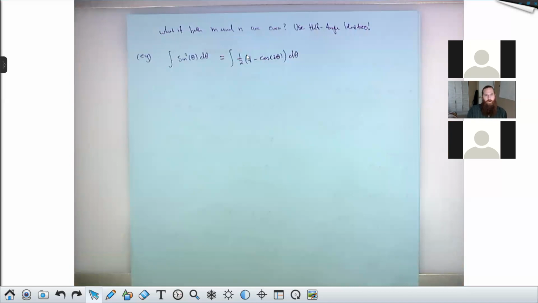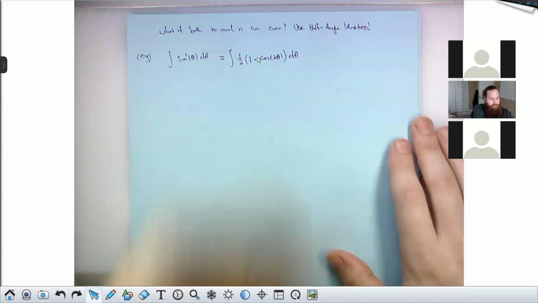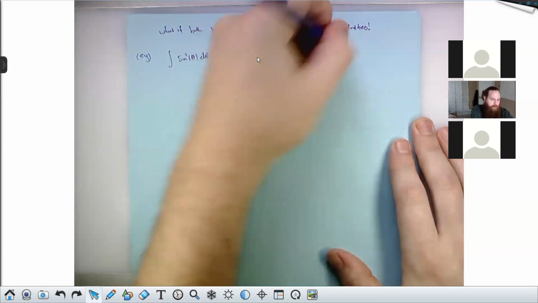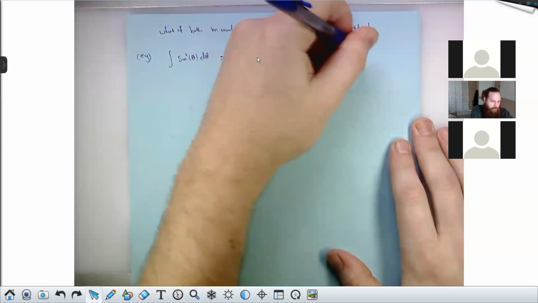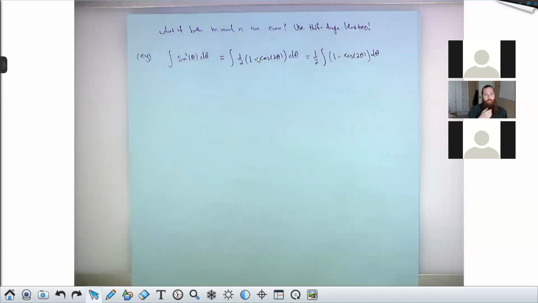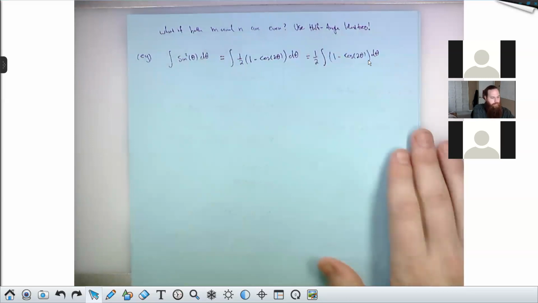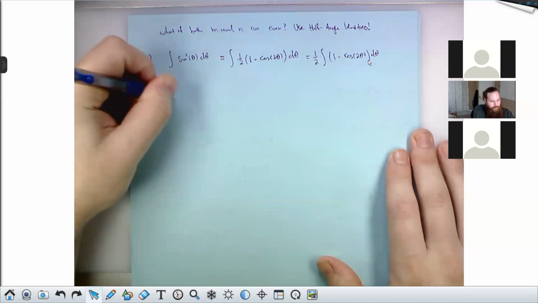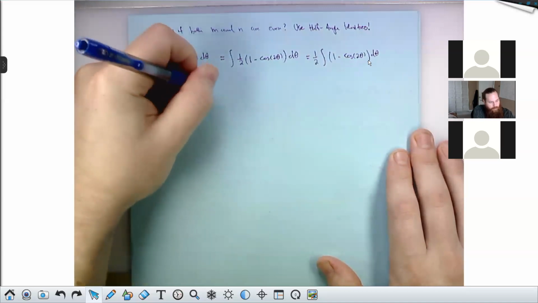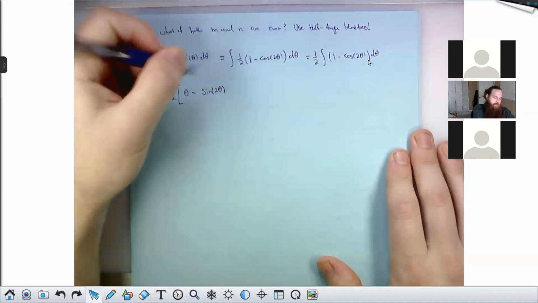Then you can either distribute the 1/2 or pull it out. I prefer to pull it out. You got 1/2 integral of 1 minus cos 2 theta d theta. Now the integral of 1 is totally trivial. The integral of cos 2 theta, that's a micro u sub. So this is going to be 1/2 theta minus, who could differentiate to cos 2 theta? Well, it's got to be sine 2 theta.